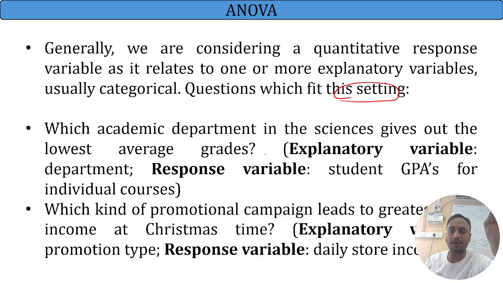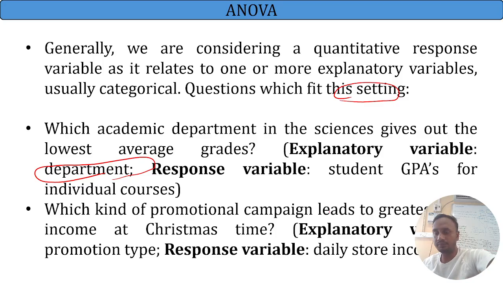So what is the explanatory variable? Maybe it's going to be the department. Then what is the response variable? That is the student GPA. Next, which kind of promotional campaign is most effective? The explanatory variable is the promotion type, and the response variable will be the daily store sales. So we have to check what type of variables we have, and that's going to be a random variable.